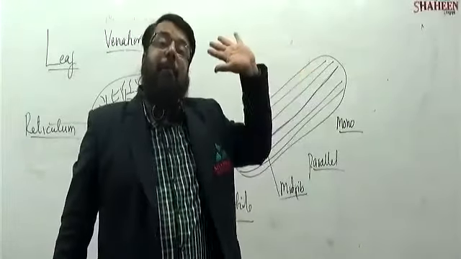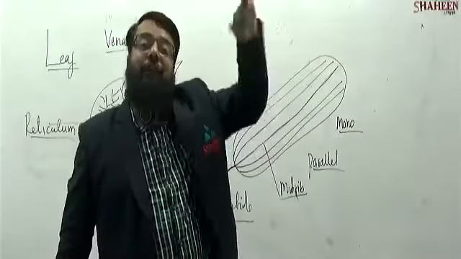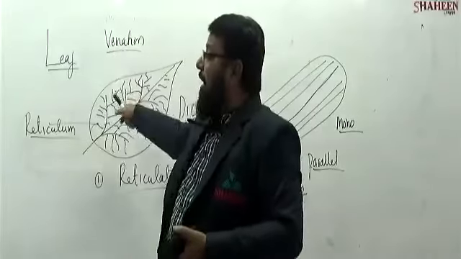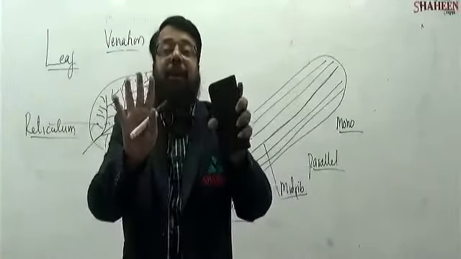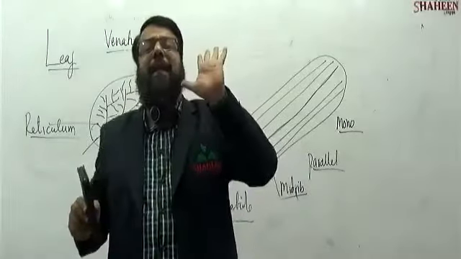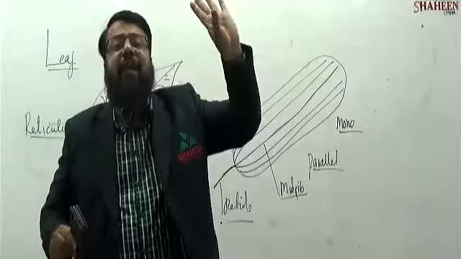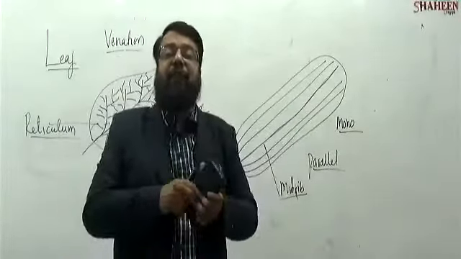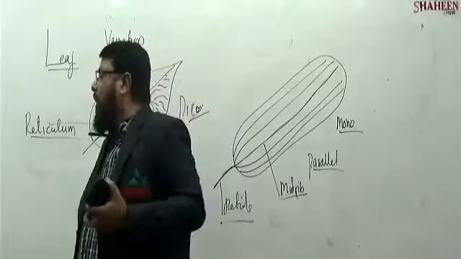Actually there are exceptions. Many monocots will have reticulate venation, even though they are monocots. Many dicots will have parallel venation. Exceptions are not given in your book, so just be comfortable saying that all dicots have reticulate venation and all monocots have parallel venation. For 4 marks, venation may come in your board examination.